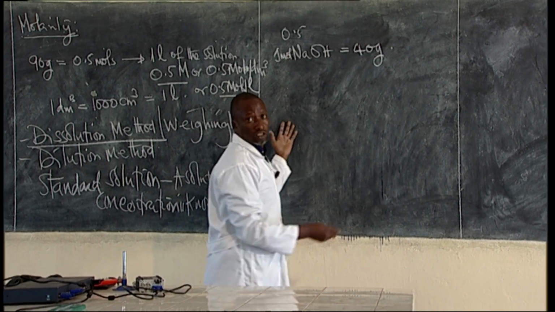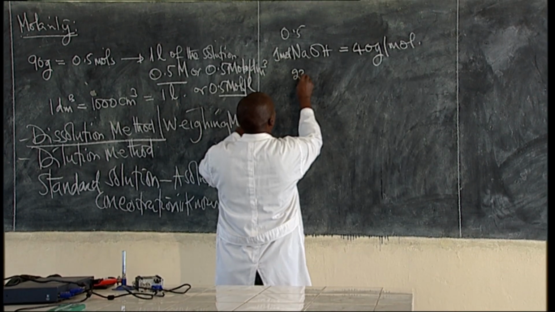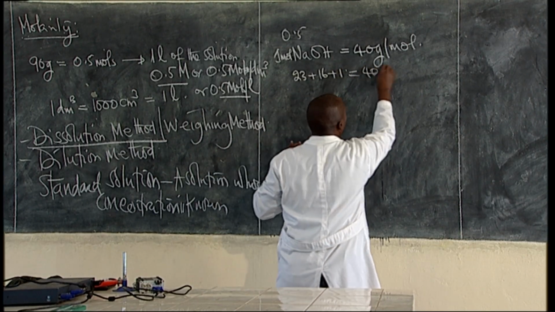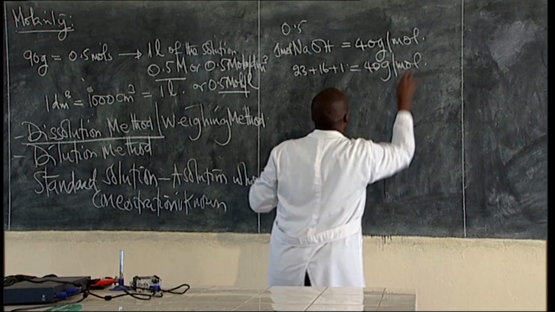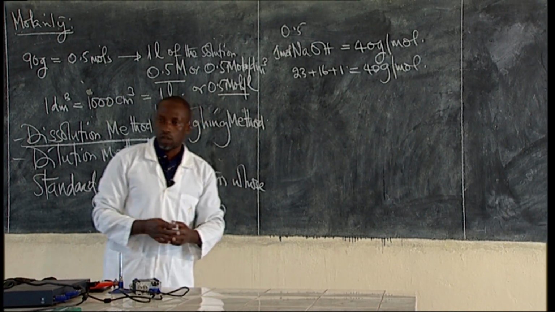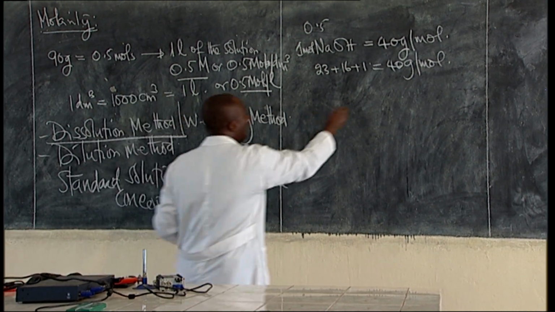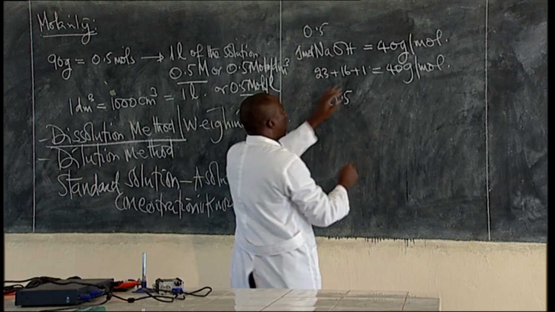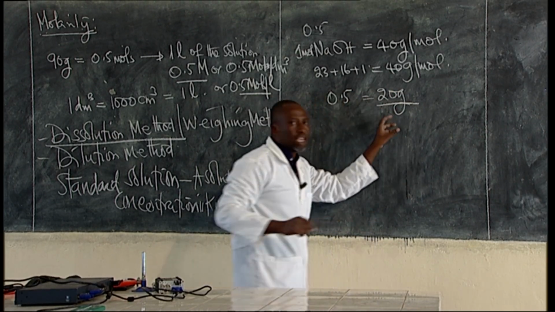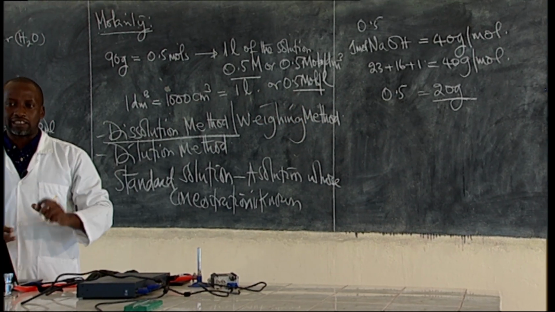Where am I getting this? This is 40 grams per mole. This is 23 plus oxygen 16 plus 1. That gives 40 grams per mole. Now 0.5 is a half. Because we are supposed to make 0.5 moles in a liter, that is a half of this. So 0.5 of this is 20 grams. So we have to weigh 20 grams exactly.